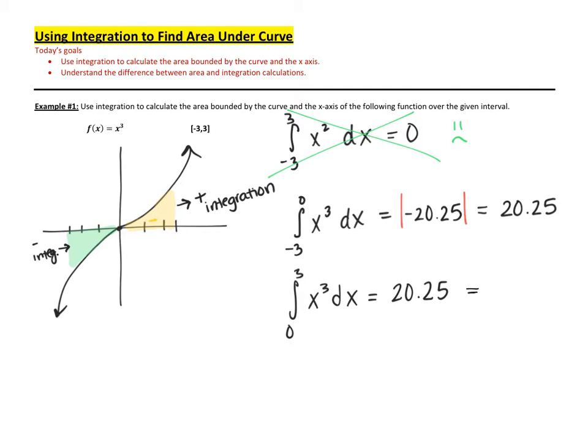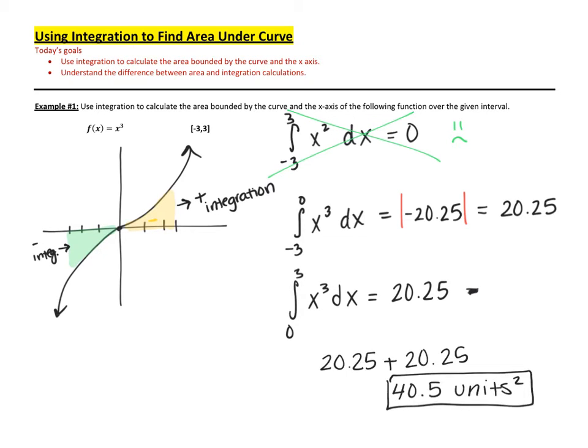So therefore, if I want to find the area for all of it from here to here, from -3 to 3, I have to add these two together. So it's going to be 20.25 plus 20.25, which gives us 40.5. Again, you can say units squared if that makes it easier for you because we're talking area.